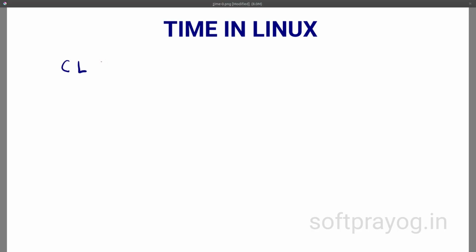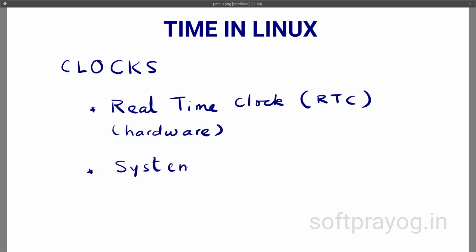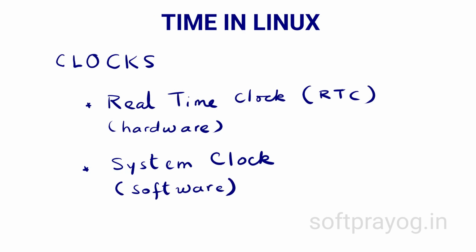There are two clocks in the system. The first is the real-time clock, RTC, also known as the hardware clock or the CMOS clock. The real-time clock is powered by a battery and keeps on running even when the system is turned off. The second clock is the system clock, also known as the kernel clock or the software clock. The system clock is maintained by the kernel based on the timer interrupt.